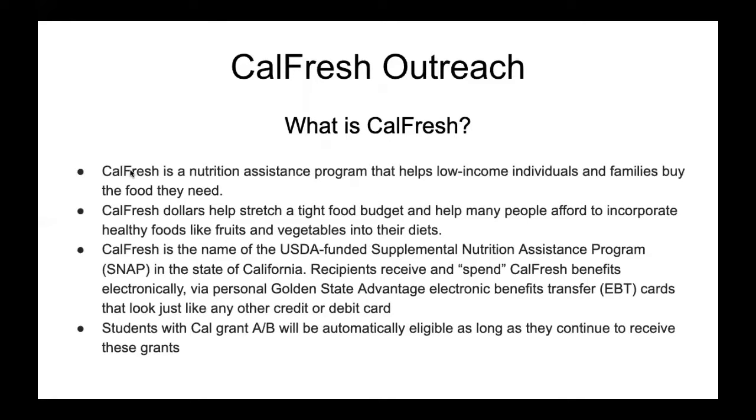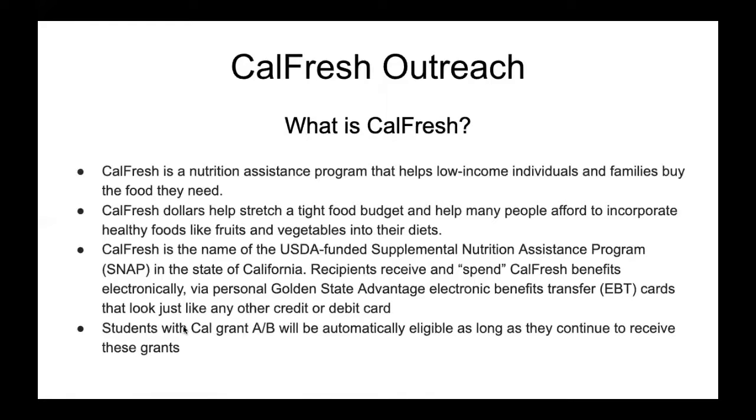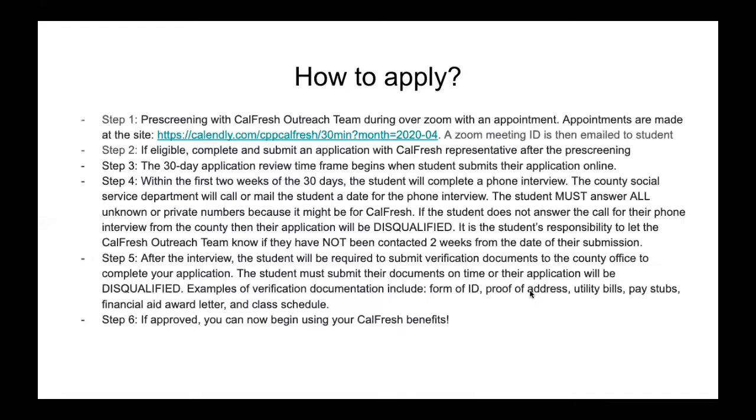So what is CalFresh? It's just a nutrition assistance program. It helps people in need, and it gives you basically a debit card that has money on it. They just load money on it, and you go to specific grocery stores that accept CalFresh and just use it like a regular card. One thing about CalFresh is students with Cal Grant A or B are automatically eligible as long as they can continue to get that Cal Grant. If you don't have Cal Grant A or B, then it will go based upon your financial status, how much money you make, and stuff like that.